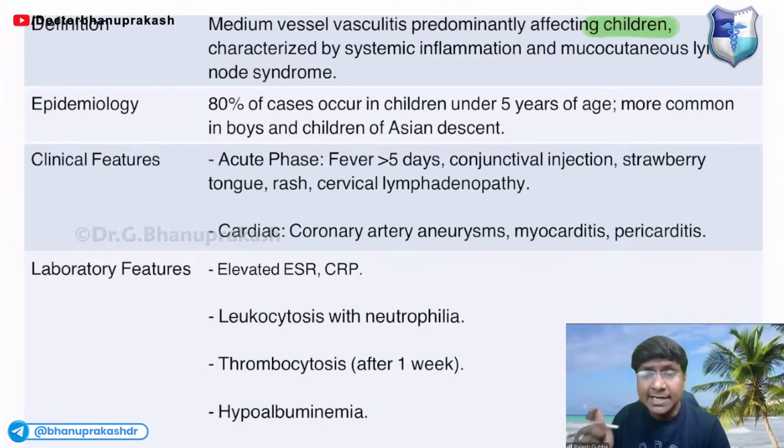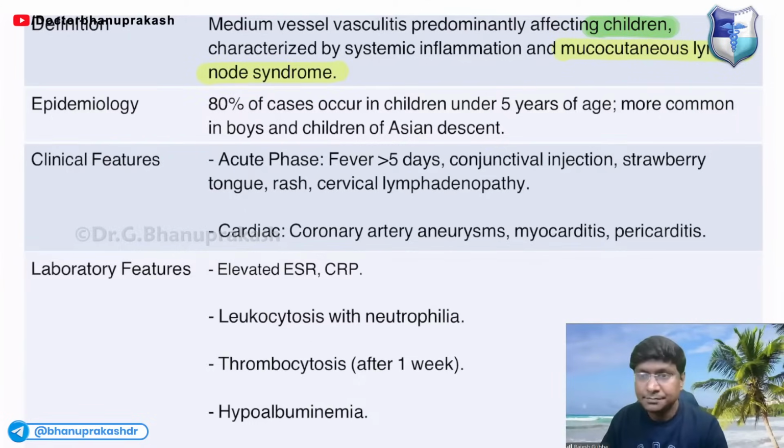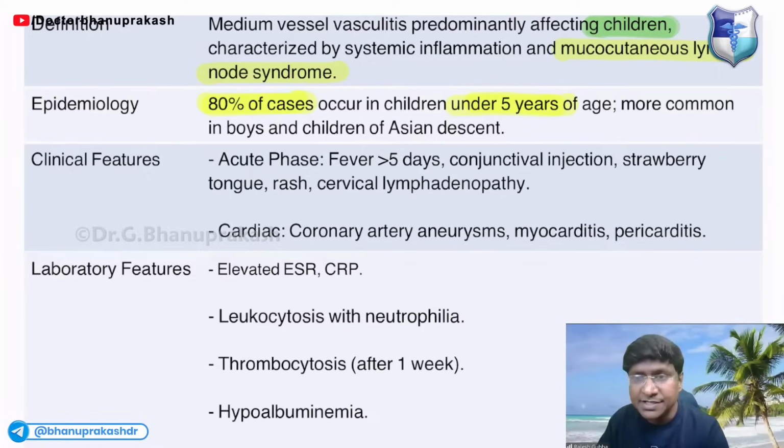Okay. And in these individuals, what is the characteristic finding? Along with fever, these patients will develop mucocutaneous lymph node syndrome. 80% of cases occur in children under 5 years of age. And it is more common in boys rather than girls, right?